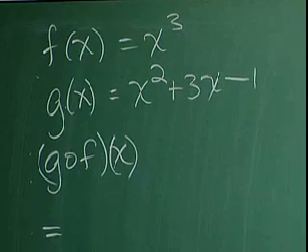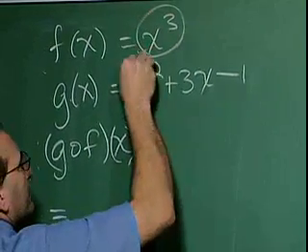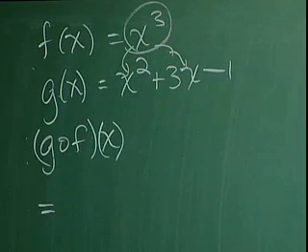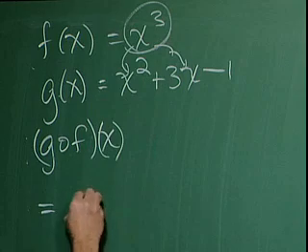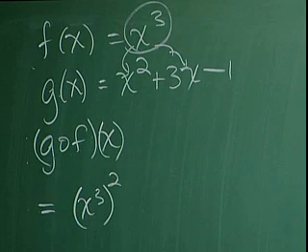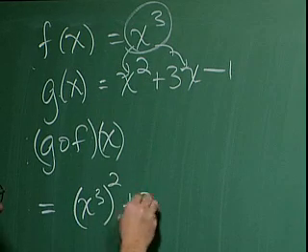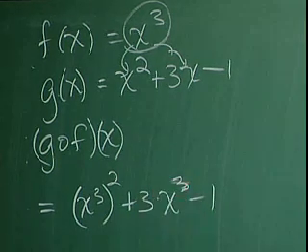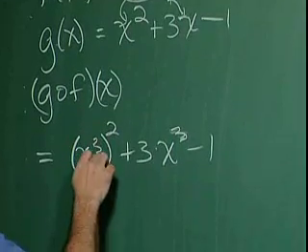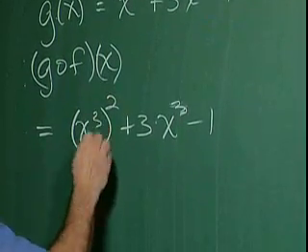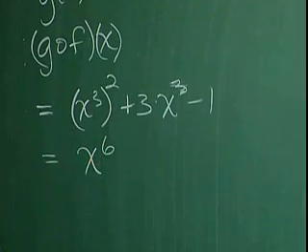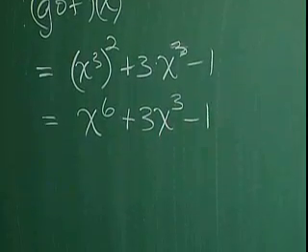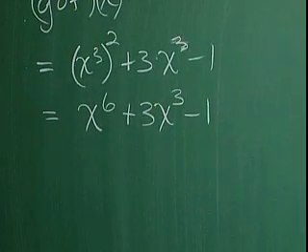So what that means is we need to take f of x and substitute it in the place of x in the function g of x. So we take x cubed, and then we have to square that, plus 3 times x cubed, minus 1. Remember that when you raise an exponential expression to another exponent, you multiply the powers. So this is x to the 6th plus 3x cubed minus 1. And that's the answer to the problem that you were to do.